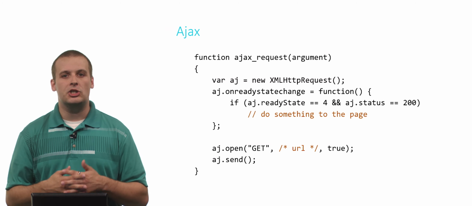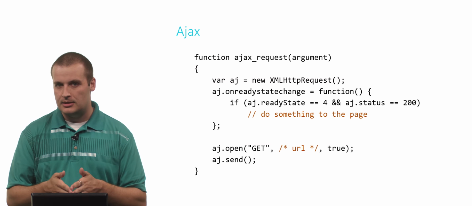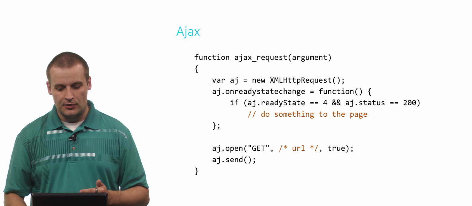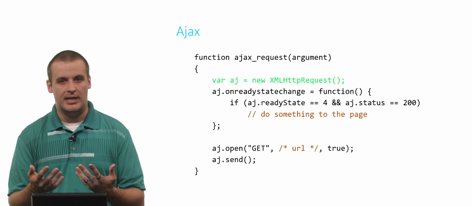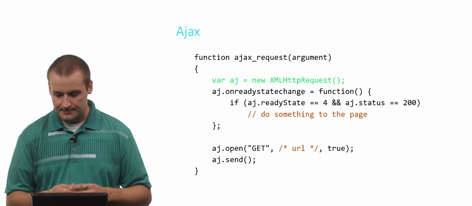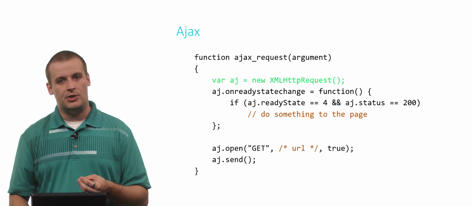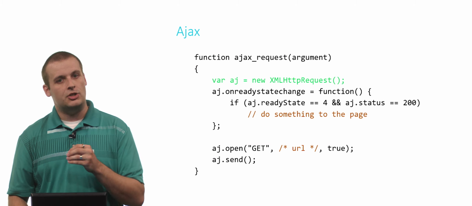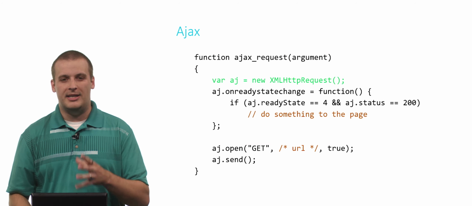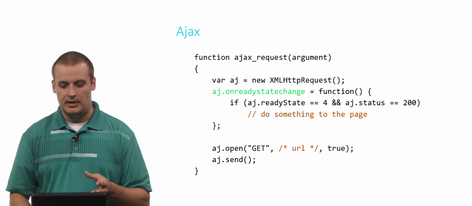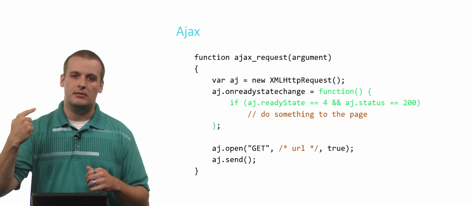So here is a JavaScript function that is preparing, opening, and sending an AJAX request. The first thing I do is create my new XML HTTP request. I'm going to assign it to a random variable, this time called AJ for AJAX. Then I'm going to define a function that is going to execute on the ready state changing. So every time the ready state changes, this function will execute. But as you can see, it's only really going to do something once the ready state is 4 and the status is 200.